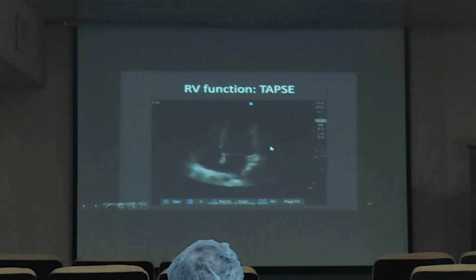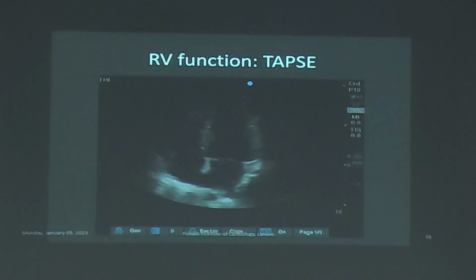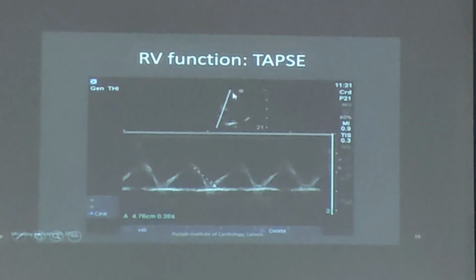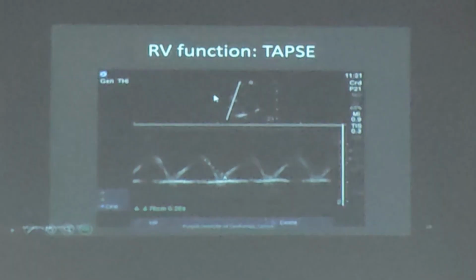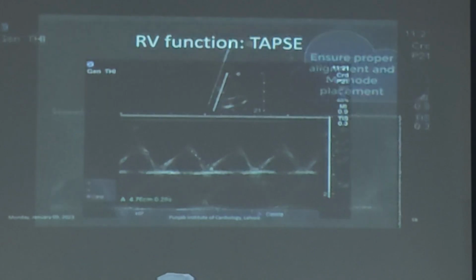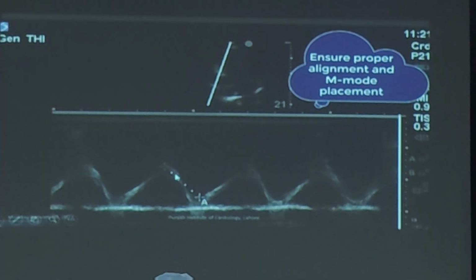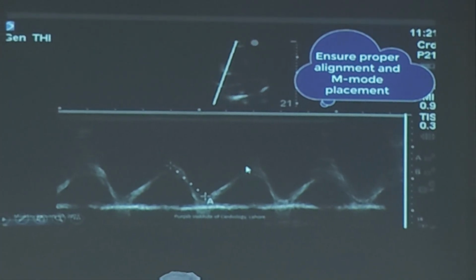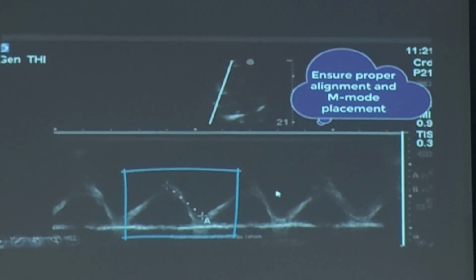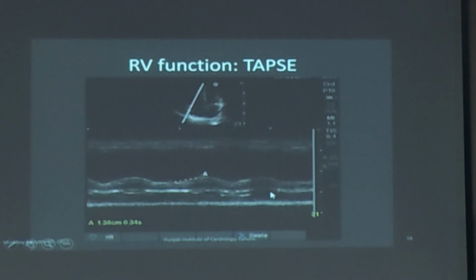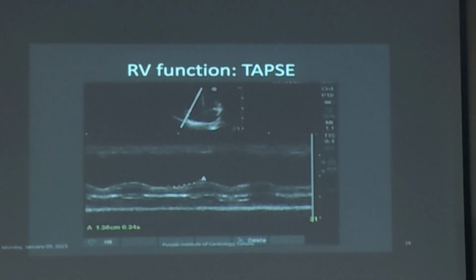So how to calculate? We just take the apical four chamber view, and we put our M mode cursor across the tricuspid valve lateral annulus, and then we press the M mode. And from here we see the movement of the tricuspid valve. This will tell us the amount, and the machine will automatically calculate how far this movement has gone.